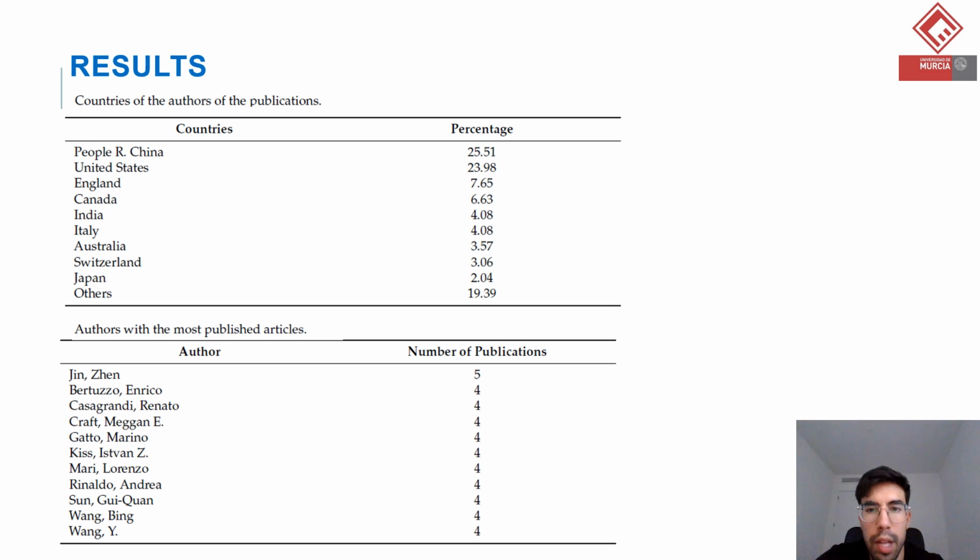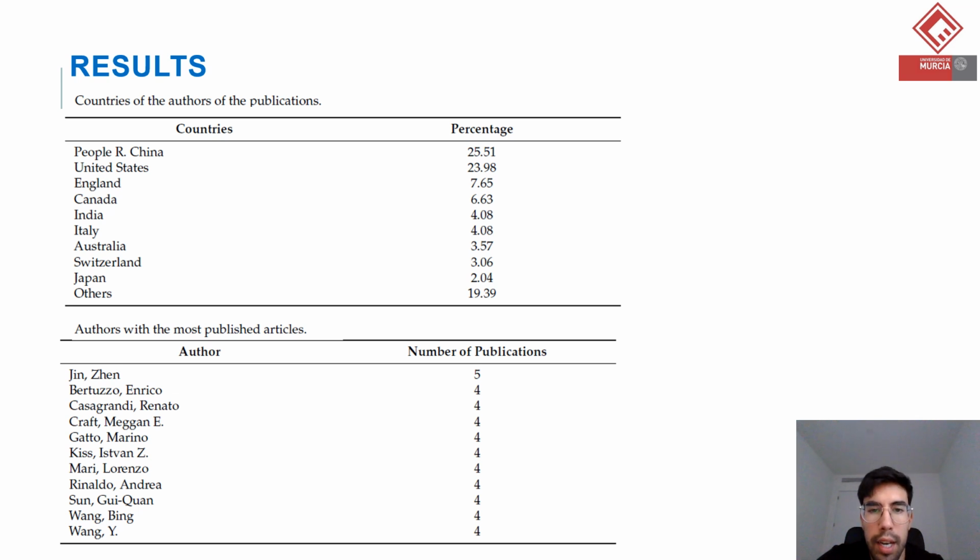Although the contributions to the literature on epidemiological mathematical models in networks come from researchers from 36 different countries, there is an important geographical imbalance. China stands out with 25%, America represents 23%, England represents 7%, Canada represents 6%, and the rest of the countries are represented with percentages lower than 5%.